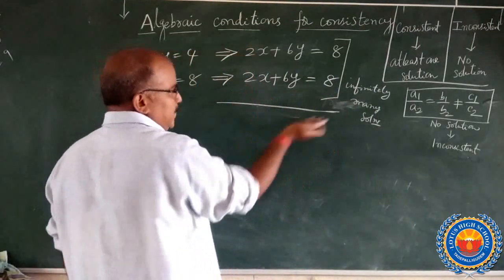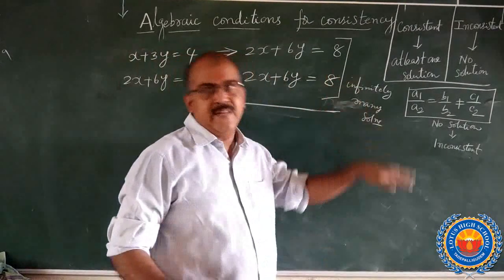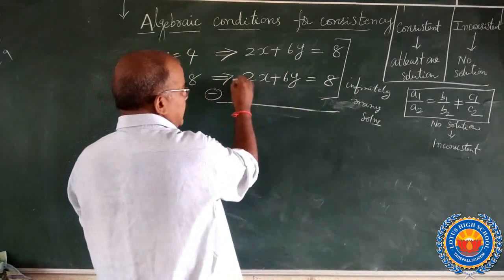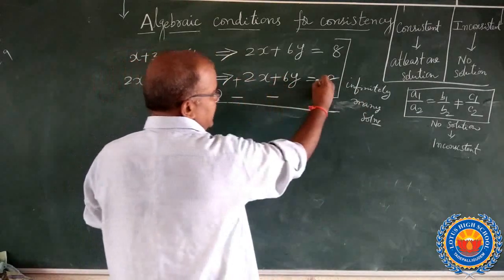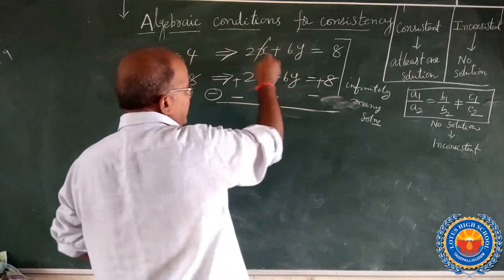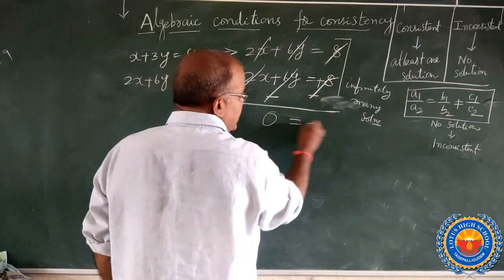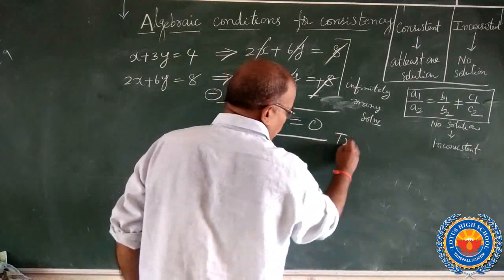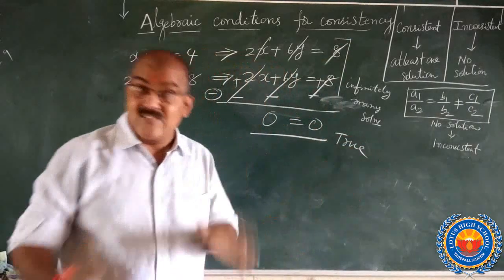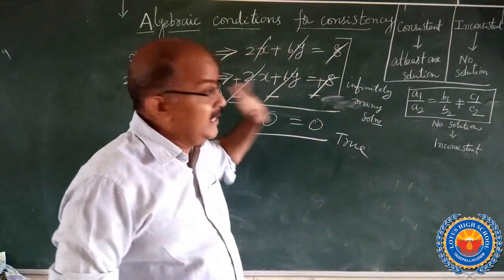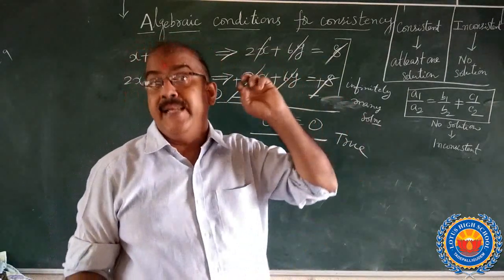These equations are also having infinitely many solutions. So here subtraction, the plus becomes minus. 2x minus 2x is equal to 0, 6y minus 6y is 0, 8 minus 8 is equal to 0. 0 is equal to 0, which is true. That's why in this particular case you can say infinitely many solutions.